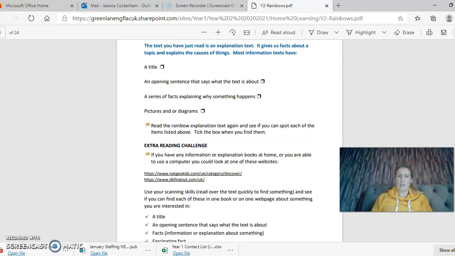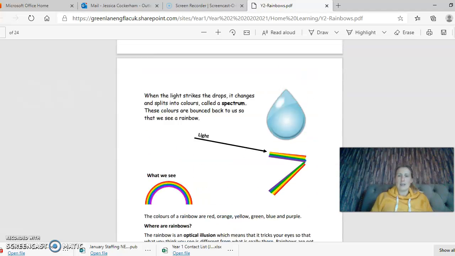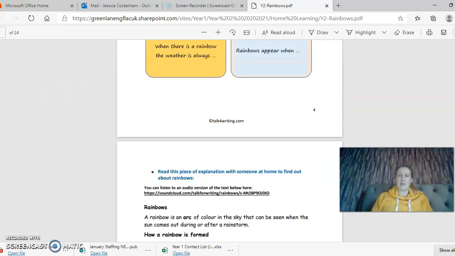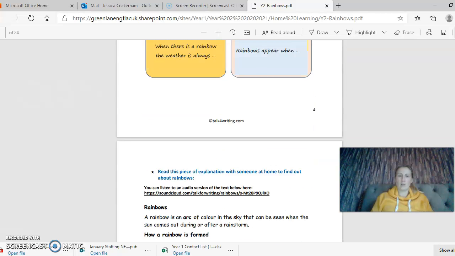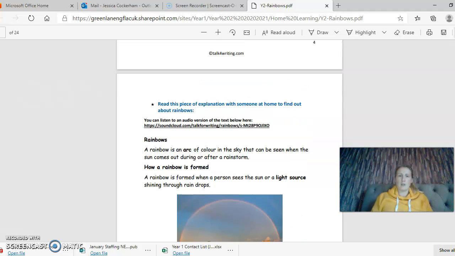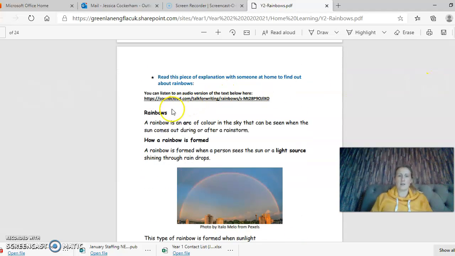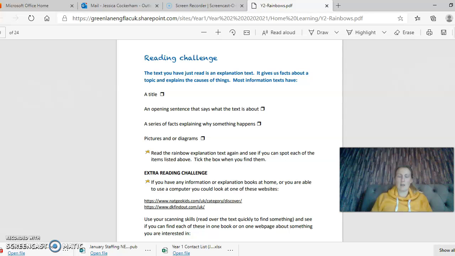Right, the first one is a title. So let me go back up to that information and see if there is a title. Let's have a look here. Oh, I think I've gone a little bit too far. Where my information is, was it here? Yes. So my title is here. It is rainbows. I've just highlighted that there. You could maybe highlight that or just put a line underneath it. That'd be a good idea. And then you can tick it on your sheet down here.